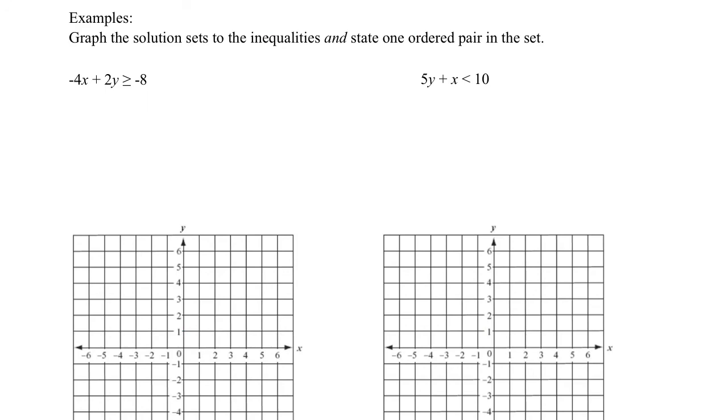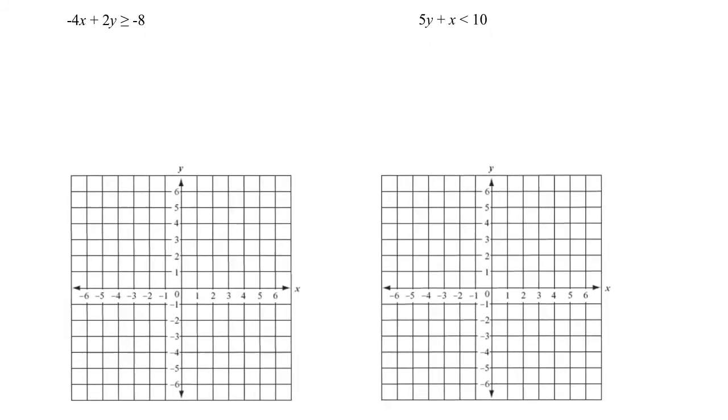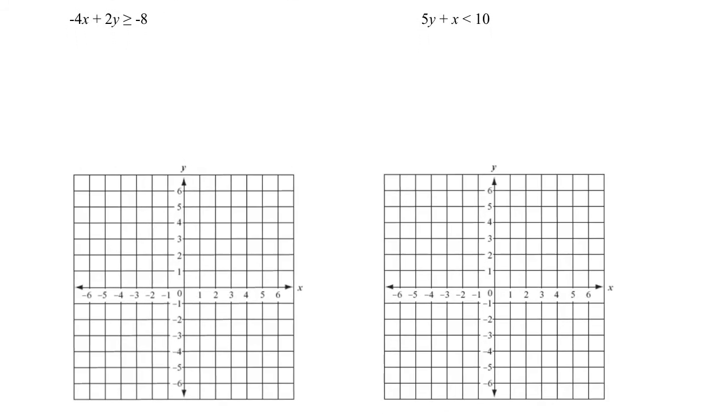It says graph the solution sets to the inequalities and state one ordered pair in the solution set. Okay, so these should look really familiar. They look a lot like the ones from yesterday. So again, we're going to try and get y by itself. So I'm going to add 4x to both sides, and that gives me 2y is greater than or equal to 4x minus 8.